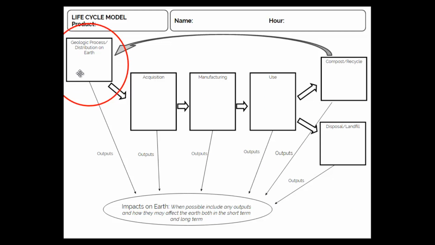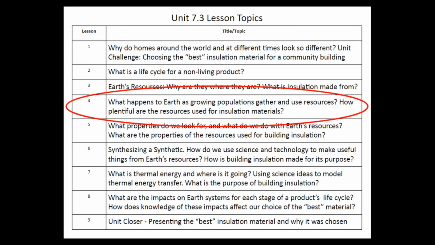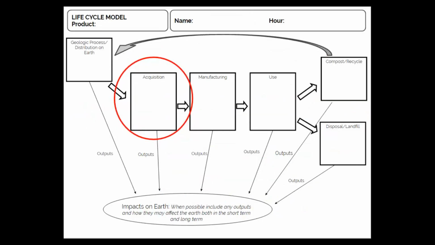Students also consider what natural resources are needed to make the various insulation materials from the unit challenge: fiberglass, rock wool, polystyrene, and cellulose. Lesson 4 concentrates on how growing human populations affect the supply and distribution of natural resources. Students engage in activities to experience dealing with limited resources and/or access to resources. This lesson deals with the acquisition stage of the life cycle model.